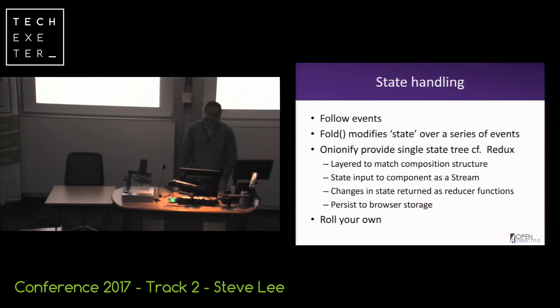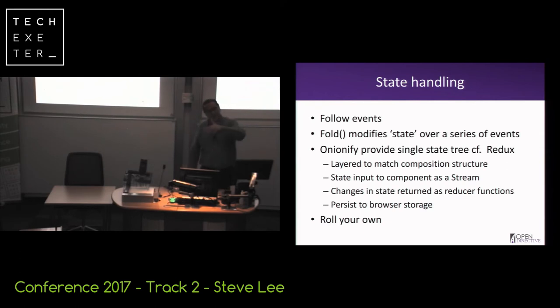We've got something else called onionify. Onion as in layers of an onion. This was initially an experiment to see how we could handle state nicely. It's very much like Redux in that there's a single tree of your state. Each component just sees its subpart. If you've got nested components, each component just sees its subpart, so it's layered to match that composition structure. The state input to your component is just a stream of state values. It's just a nested structure, so it's by reference, and there's no inefficient copying going on there.